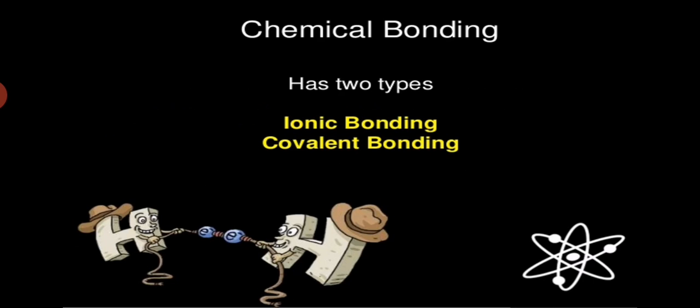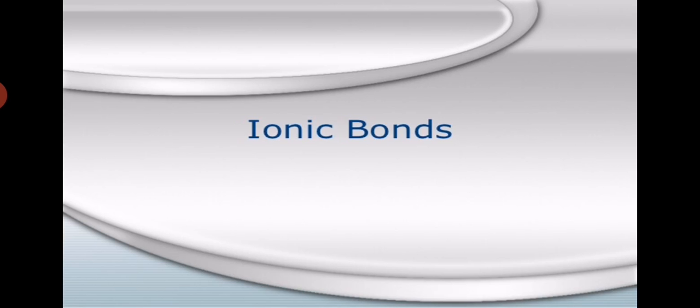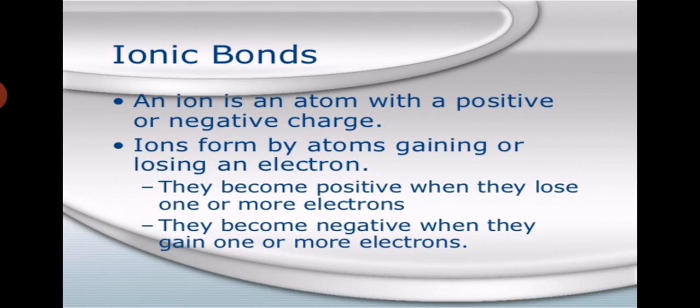So when we look at the types of chemical bonding for our syllabus, there are two types. One is ionic bonding and the other one is covalent bonding. In today's class we are going to discuss ionic bonds. An ion is an atom with a positive or negative charge. Ions are formed by atoms gaining or losing an electron. They become positive when they lose one or more electrons.